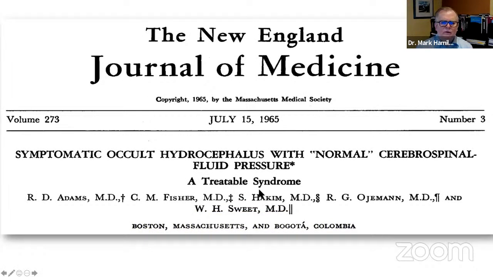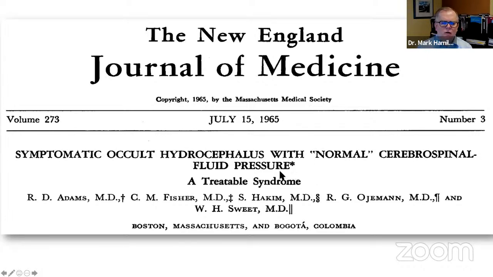Well, this seminal paper from Solomon Hakim back in 1965 in the New England Journal of Medicine represents his thesis work looking at hydrocephalus and identifying patients with what was defined as normal pressure.